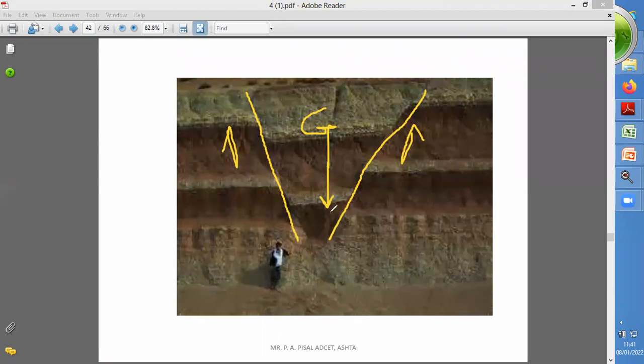Okay. So horsts and grabens are simultaneously present in the areas where such a parallel series of faults are there.